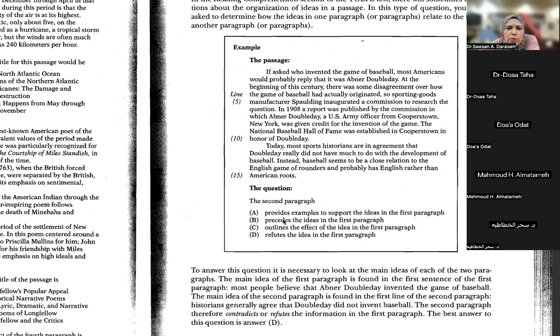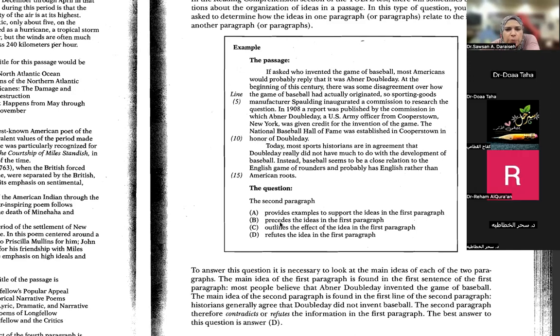Let's see, what does paragraph 2 do? Provide examples to support the idea or the ideas in the first paragraph? Does this support it? No. Good job, no, it's a contradiction. Precedes the ideas in the first paragraph? No, that means it comes before it. Outlines the effect of the idea in the first paragraph? No. So it kind of explains this, what this means when you say outlines the effect of the idea.